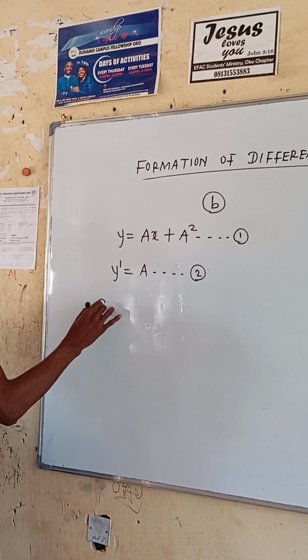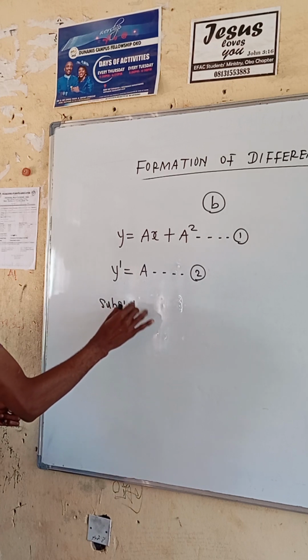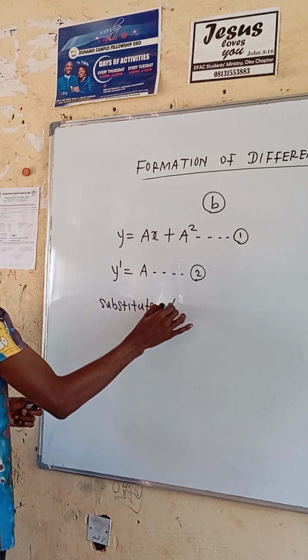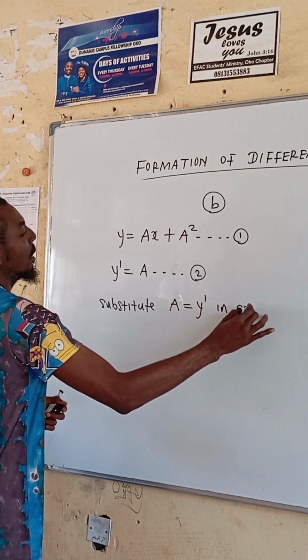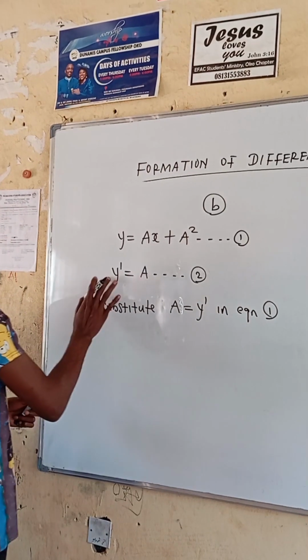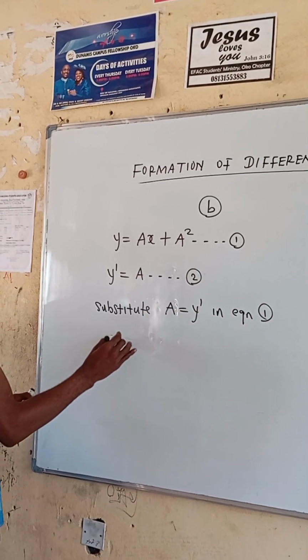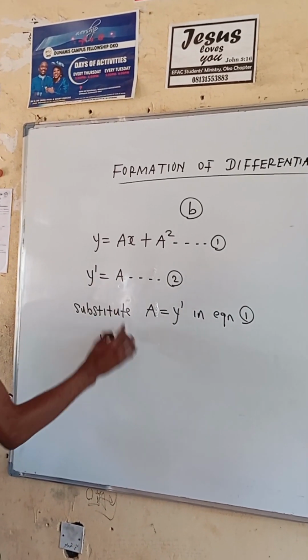So we can now say, substitute a equal to y prime in equation 1. A is equal to y prime. Let's put it in equation 1. We're going to have y equal to a, which is y prime.